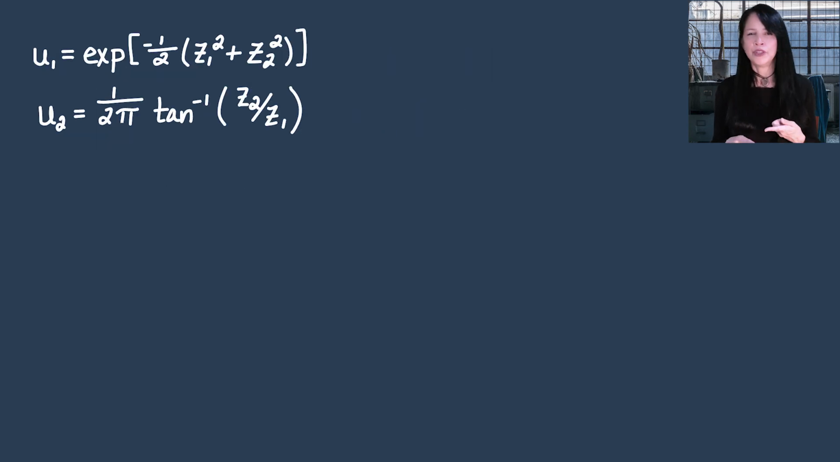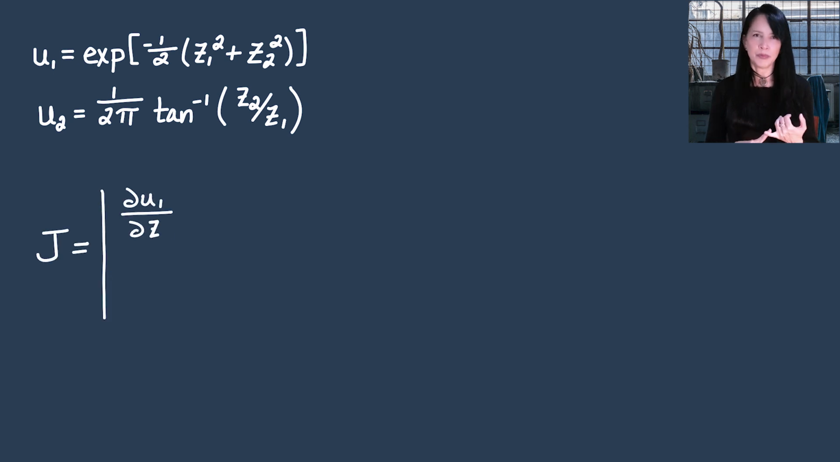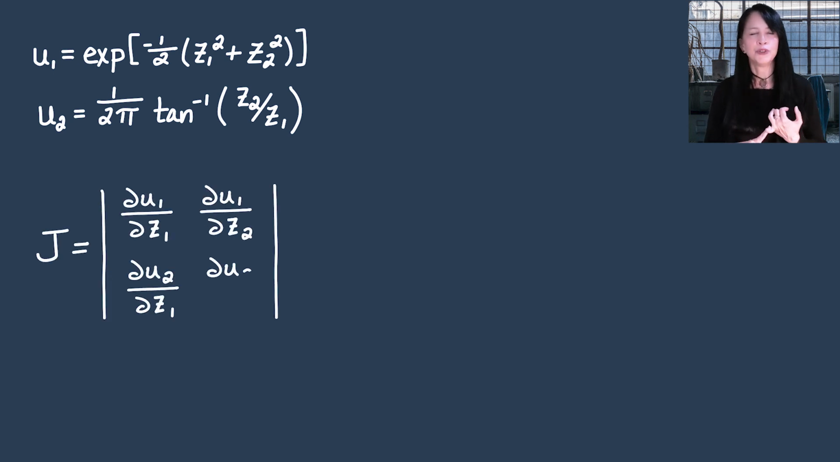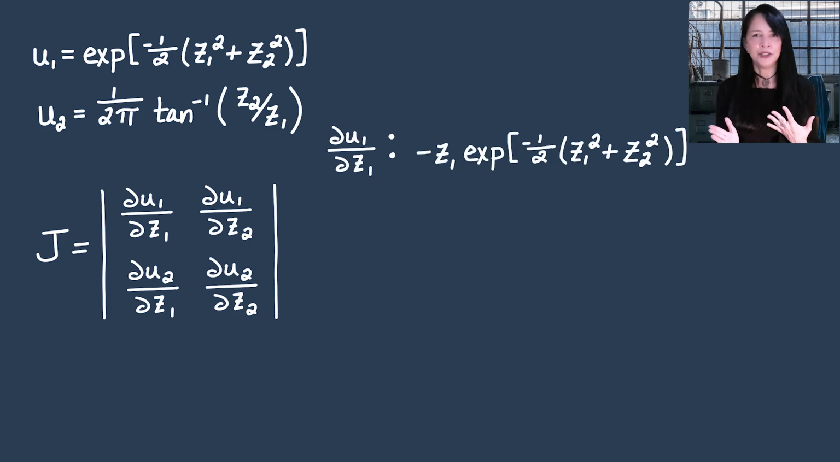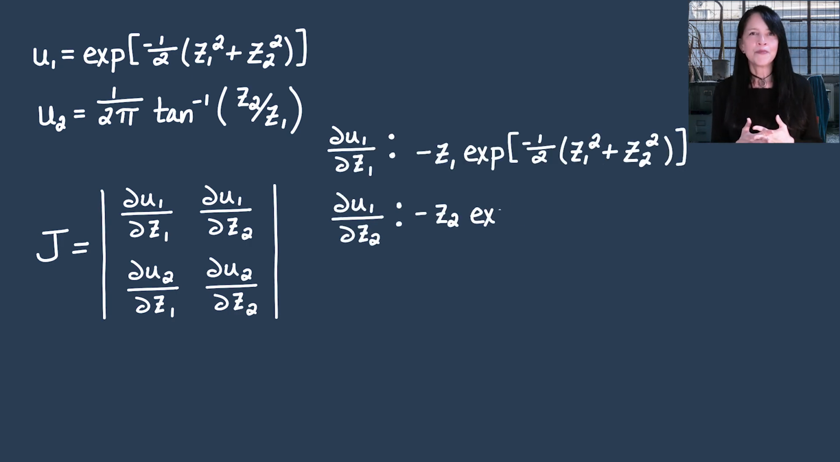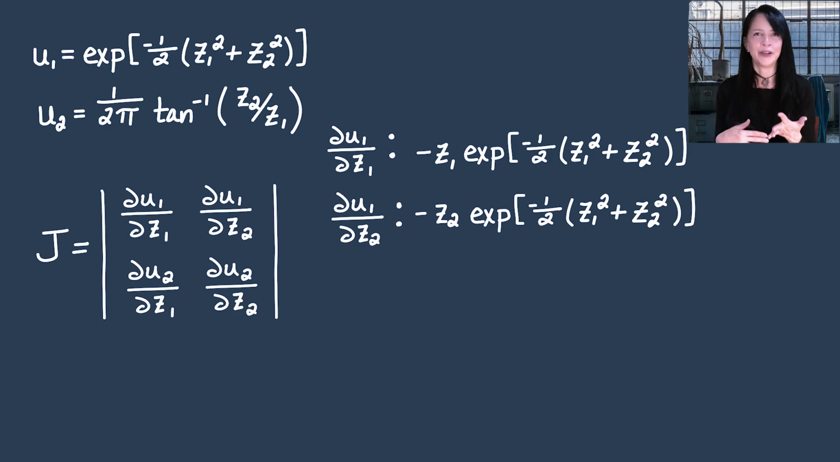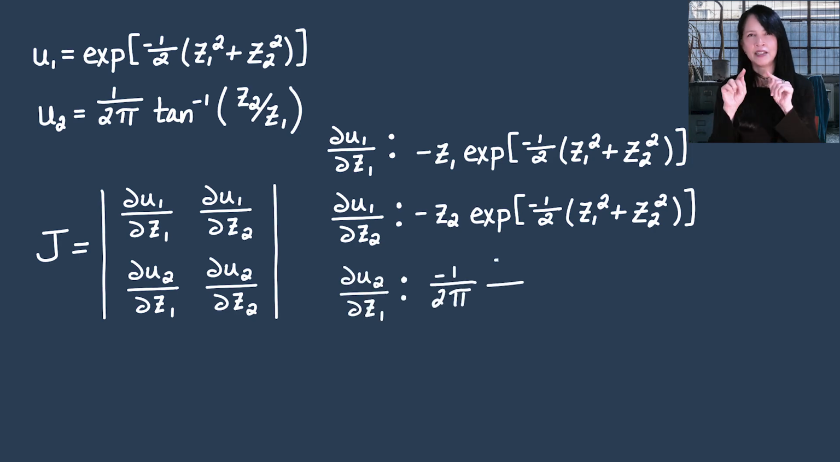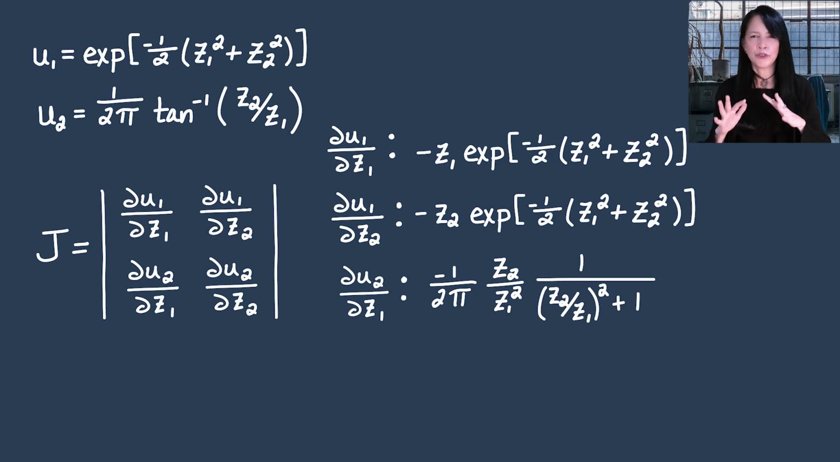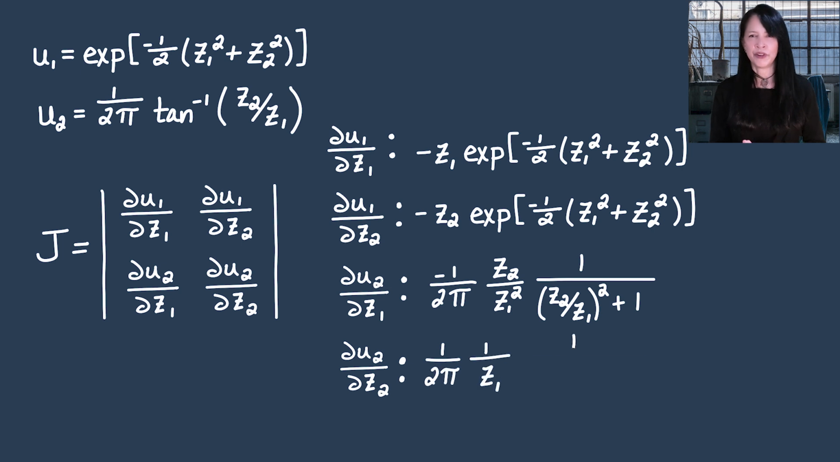Okay, so here's the recap. We need to compute the Jacobian, and so I need to compute the partial derivative of u1 with respect to z1. And for that, we get something that looks like this. With respect to z2, very similar. Looking at u2 with respect to z1. Now, this may require you to go back a little more into your distant memory of calculus, but we get negative 1 over 2 pi, and then z2 over z1 squared, and then 1 over the quantity of z2 over z1 squared plus 1. That's all in the denominator. We get something similar for the other derivative here.